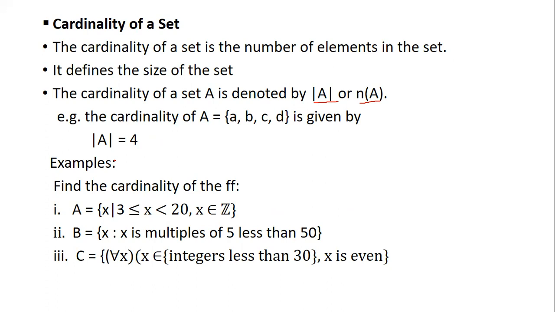III. C is equal to the set of, for all x, x belongs to the set of integers less than 30 and x is even. How do we get our C? For all integers less than 30, x is even. To make it simple, for all x where x is an integer less than 30, x is even. So what would be the set of C?